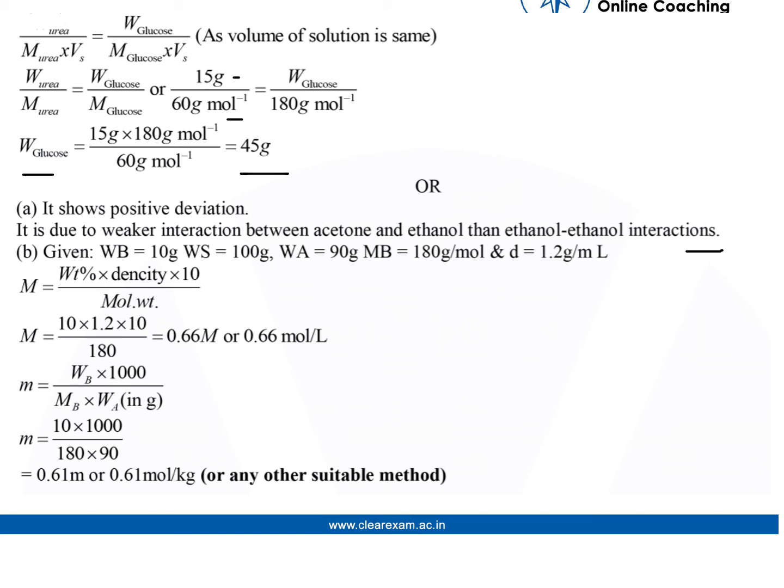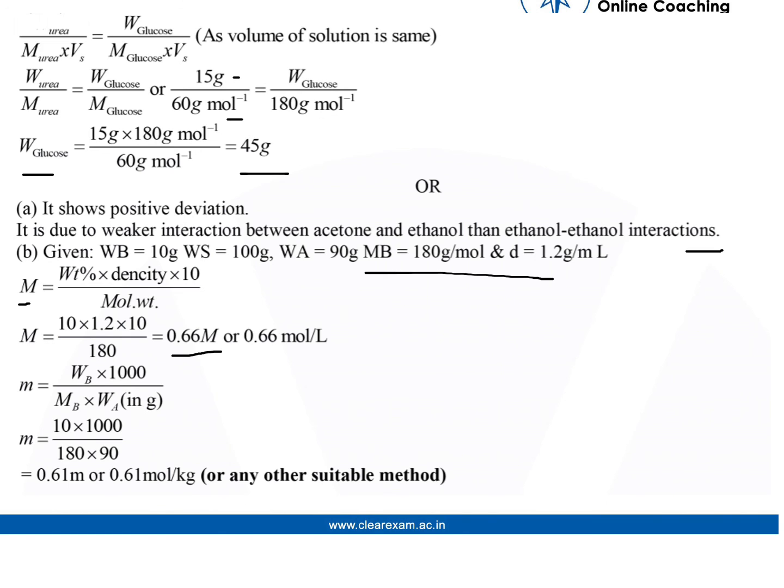We have given the values over here. So first we will calculate the molarity, that is equal to weight percentage into density into 10 by molar weight. So we will fill the values as given. They have given that weight percent is 10 and density is 1.2 over 180, that is 0.66 mole per liter.